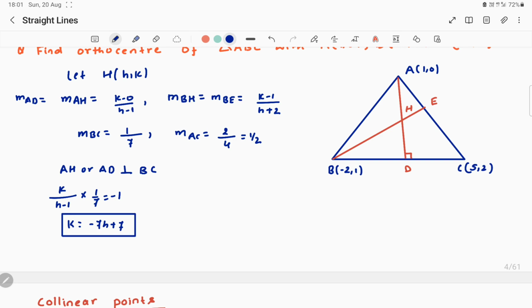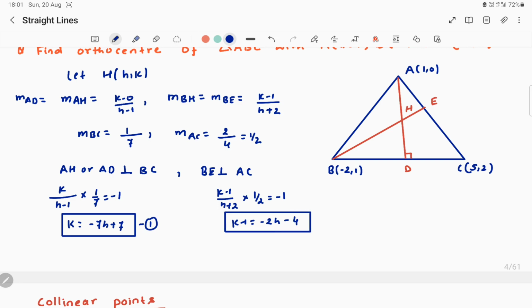This is one equation. Similarly, BE is perpendicular to AC, so again the product of the slopes: k minus 1 by h plus 2 into 1 by 2 is -1. Quickly, k minus 1 is -2h minus 4. This is the second equation, a linear equation in two variables. You can substitute the k value and solve this.